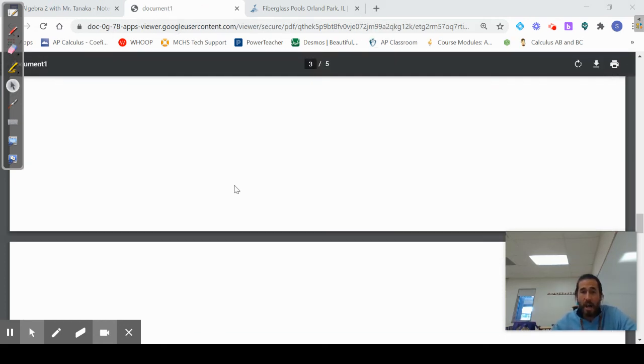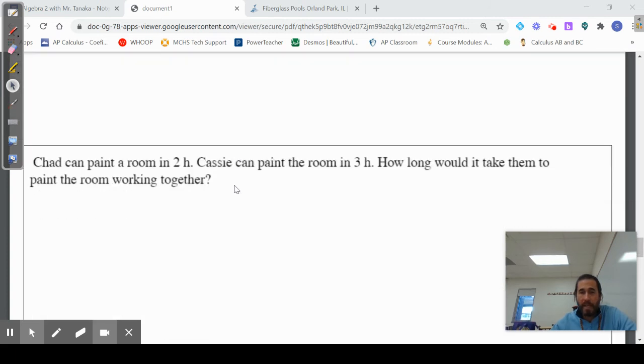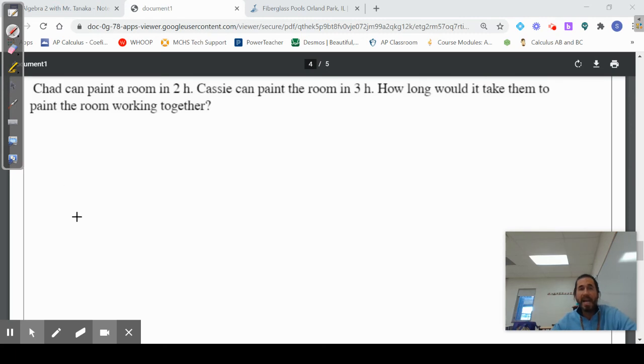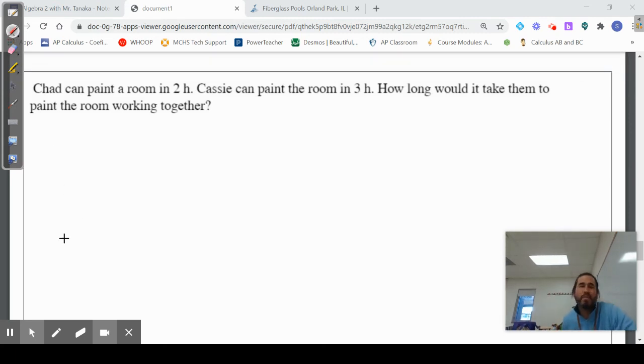All right, you guys? All right, word problems. Okay, hopefully you printed this out because it's nice to have it available. Okay, but we got Chad. Chad can paint a room in 2 hours. Cassie can paint the room in 3 hours. If they use some teamwork, how long would it take them painting the room together?